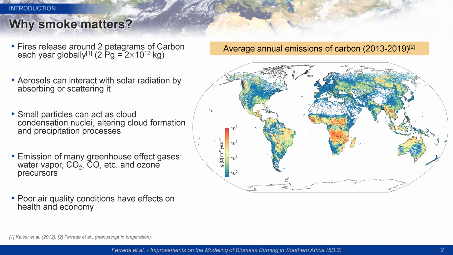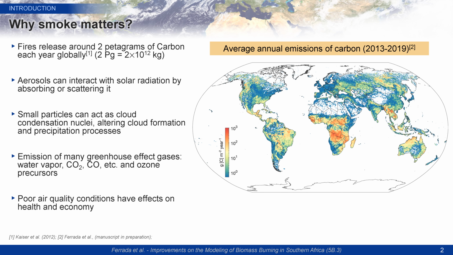So why do we care about the smoke in the atmosphere? Well, globally fires are responsible for the release of around 2 petagrams of carbon emissions each year. In this figure, you can see the major regions that contribute the most to biomass burning emissions. Many of these fires are man-made burns that happen seasonally, but others are due to natural causes, such as lightning that can trigger very large wildfires.